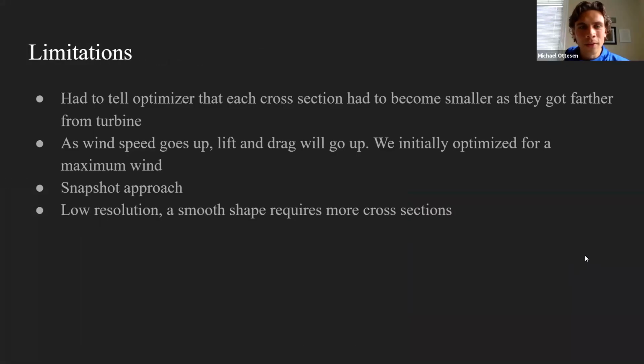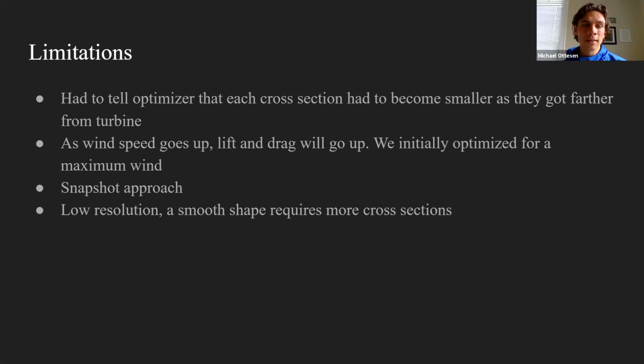Also, in consideration with this, we understand there are a lot of limitations to the model and the optimization that we did. So here's just a few of those big ones that we wanted to touch on. The first one was we had to force the optimizer to make each cross section a little bit smaller than the previous one as you go along the wind turbine blade. We found that if we didn't, it would localize large areas at either the base of the blade close to the turbine or way at the end of the tip. So that solved that problem.